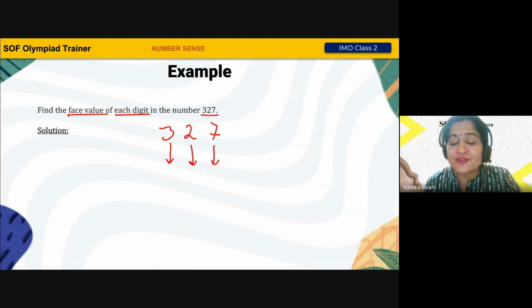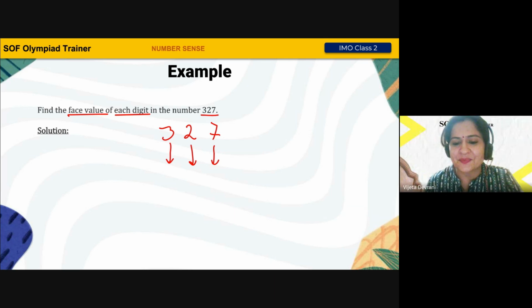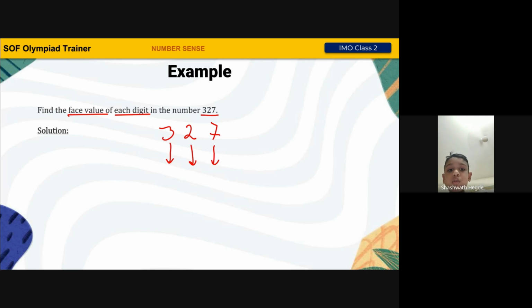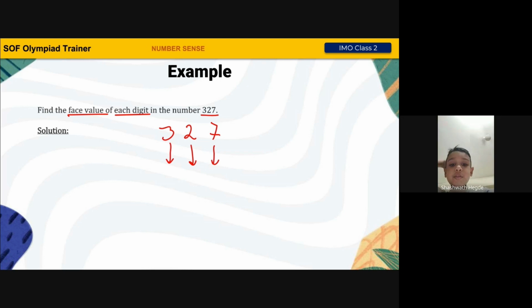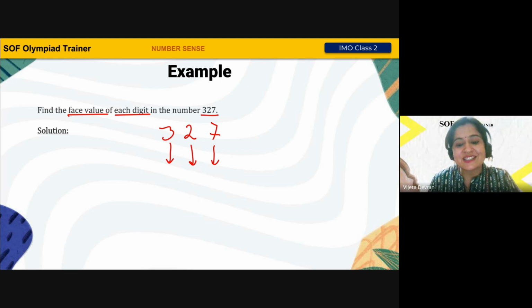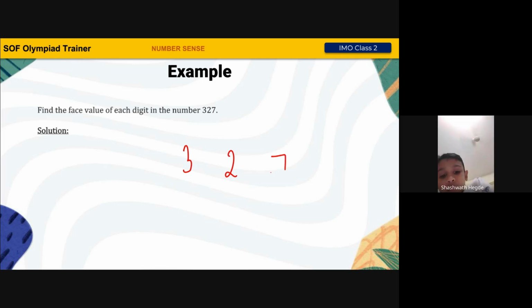Athar, now tell me what is it for 2? Same. 2. Very good. And what is it for 7? 7 will be same. Very good. 7 will be 7. That's what I taught you. The face value means it's same, whatever the digit is. 3 means 3, 2 means 2, and 7 means 7.